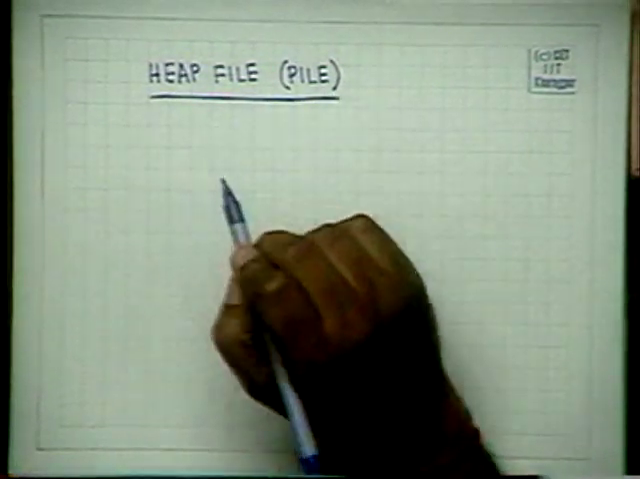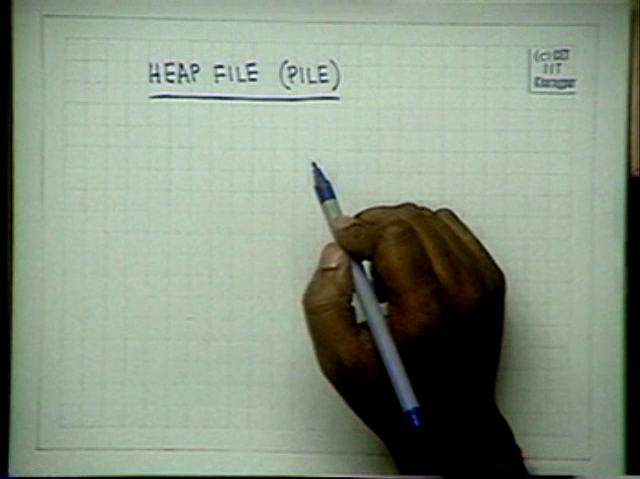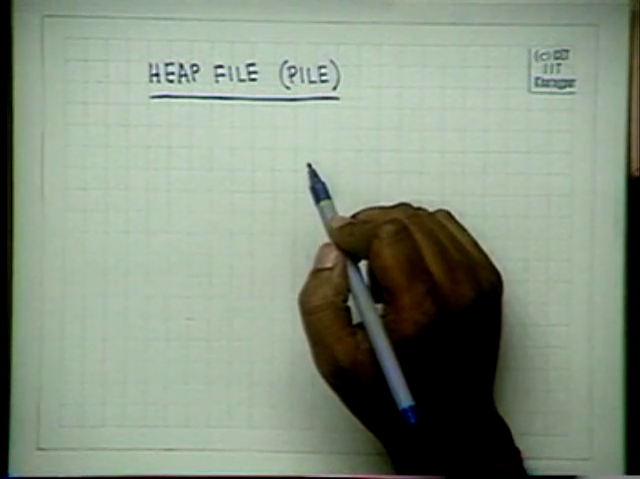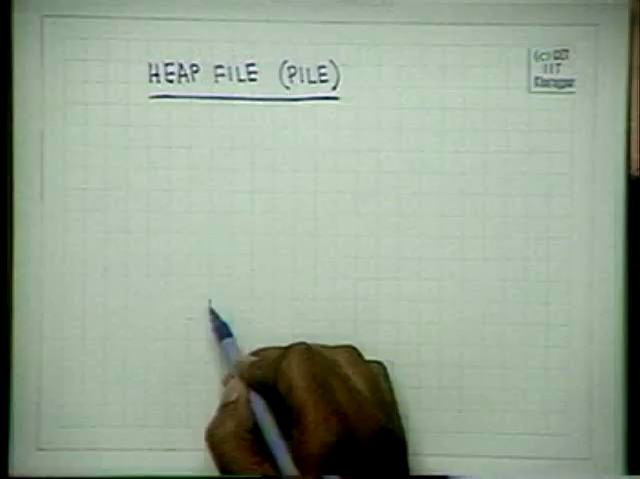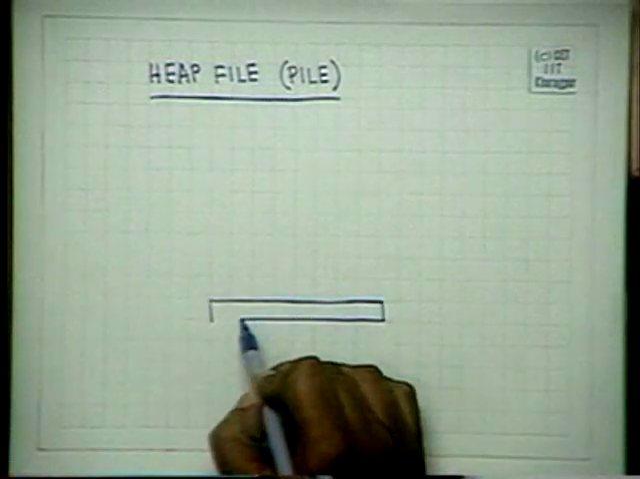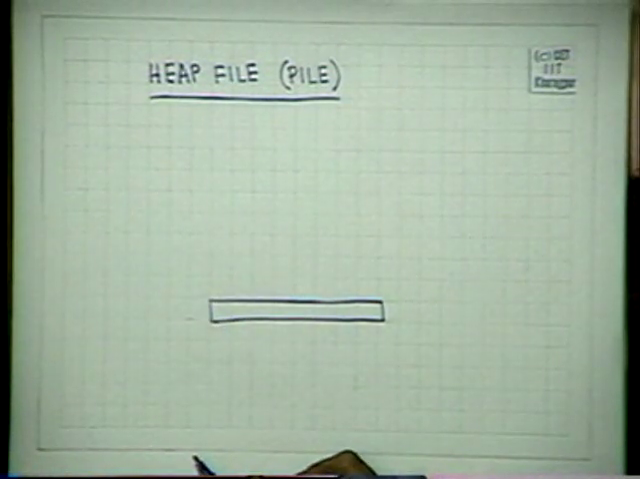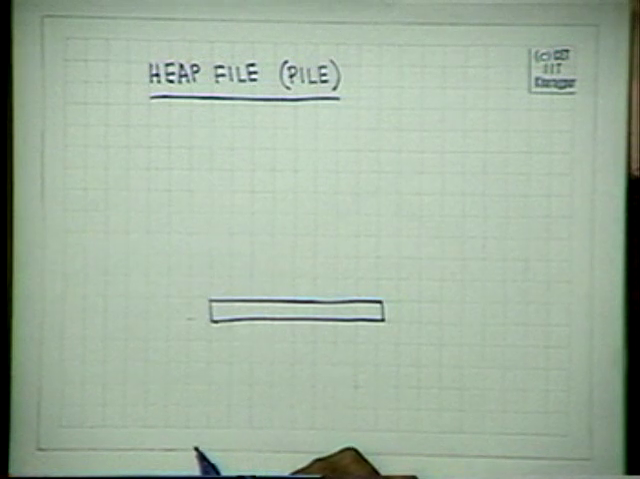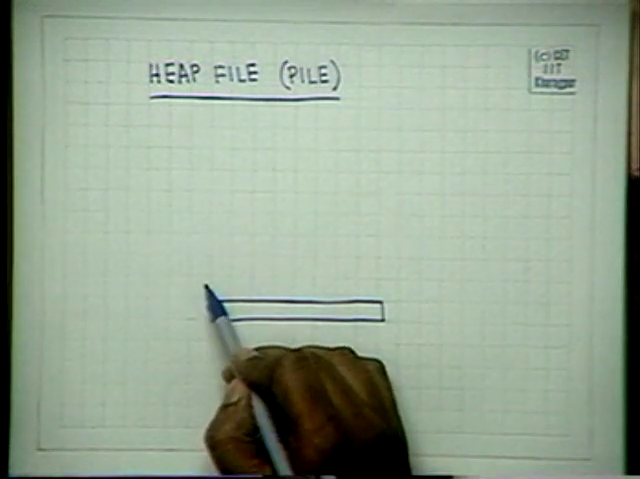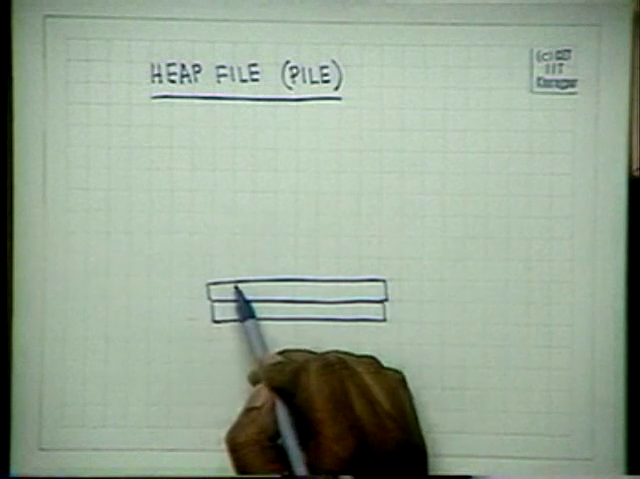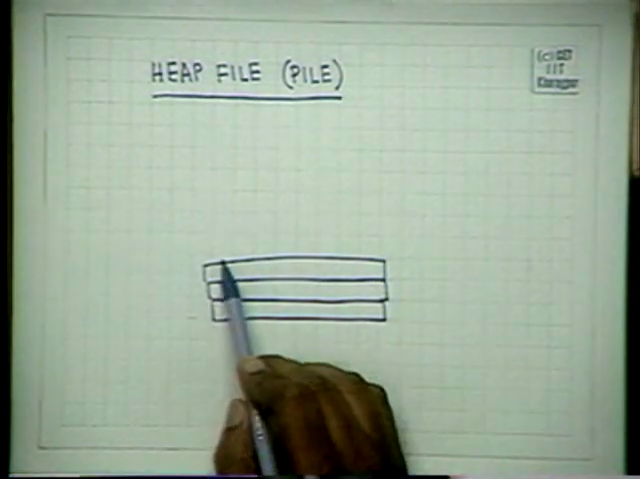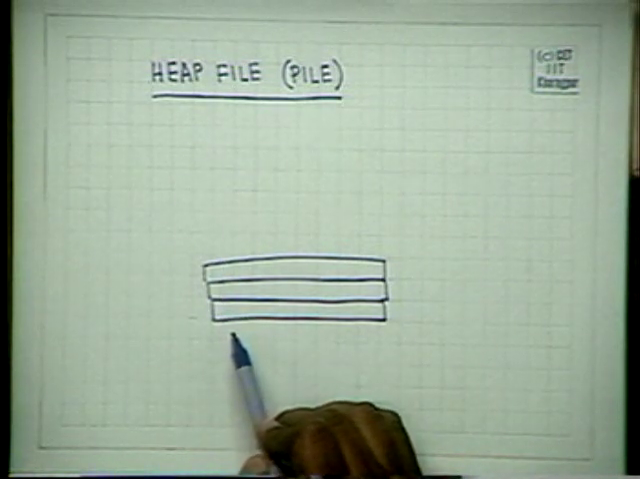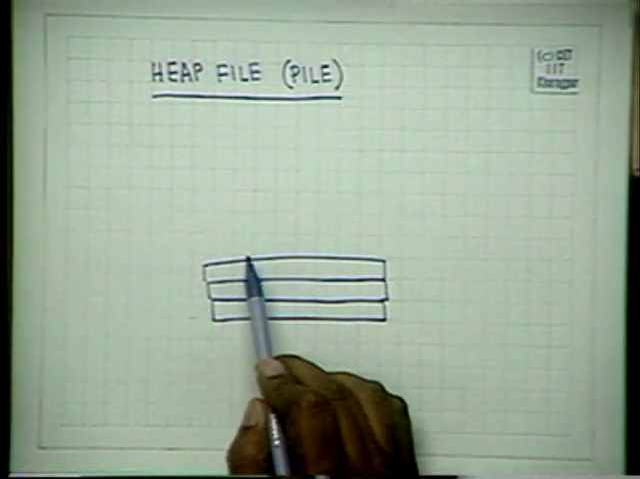The heap file or pile is the simplest form of file organization, in which data is just piled up or stacked up one after another. For example, if one record comes now, it is going to be stored conceptually in the beginning of the file. When another data comes, it will be stored here. When the third data comes, it will be stored here. Searching means you start from the top or the bottom, any one place, and you scan them one after another.